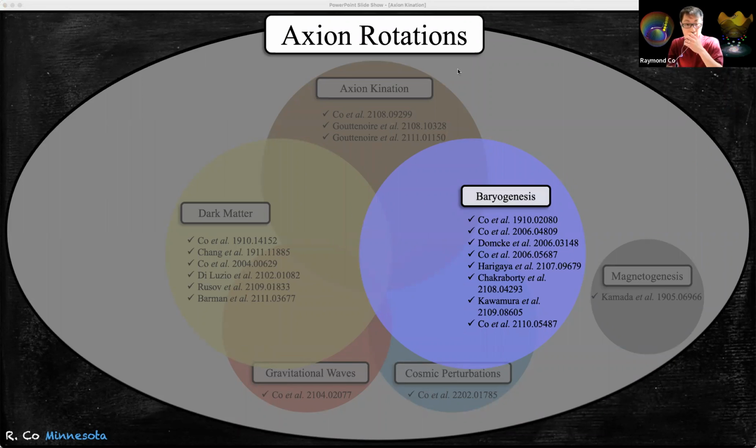So next, let me go back to how we could actually use this axion rotation to produce baryon asymmetry.